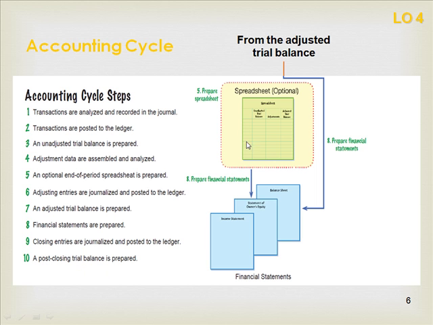Now, that end of period worksheet, again, is optional. However, you have to list it in the accounting cycle when listing, and understand that it's optional, but you will complete it for the purposes of learning this material. The financial statements that are prepared are the income statement, statement of owner's equity, and the balance sheet. And that completes the accounting cycle.